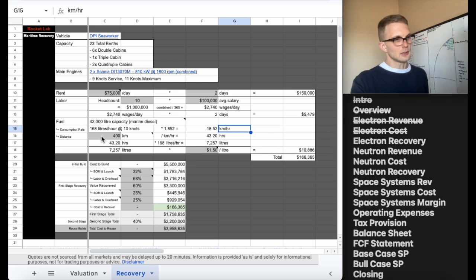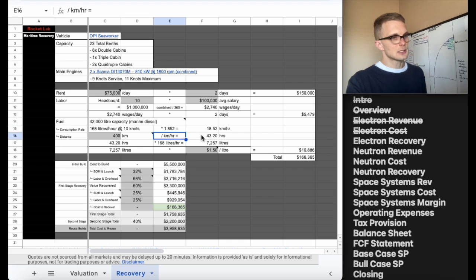So you're going to take that 400 kilometers, divide that by the kilometers per hour. We're ultimately going to land at 43.20 hours. Multiply that again by the amount of fuel that's going to be consumed during that time, and we're going to land just over 7,000 liters of fuel burned.